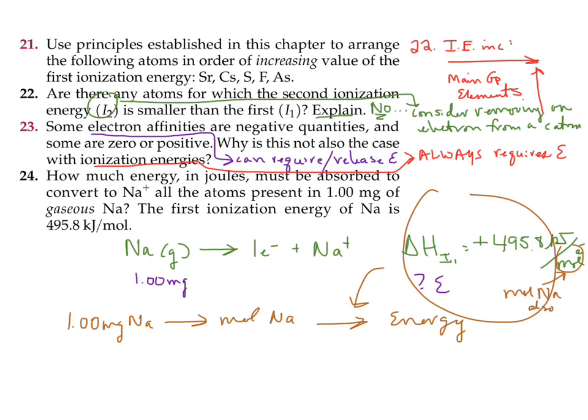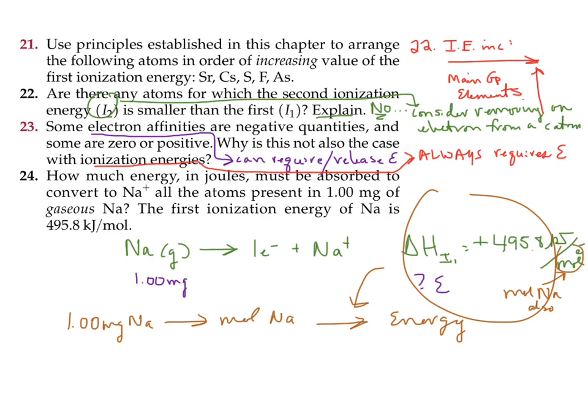23 is in purple up there. So some electron affinities. So we're switching gears from ionization energy to electron affinities. Some are positive, some are negative. And in purple I say that's because some can require energy and some can release energy when you dump on electrons. And then the second part of 23 says, why is it not the case with ionization energy? In red, I say it always takes energy to kick off an electron. So that should do it. I answered it for you.